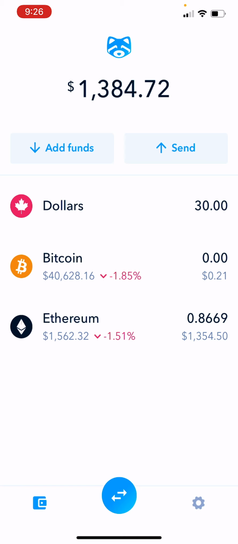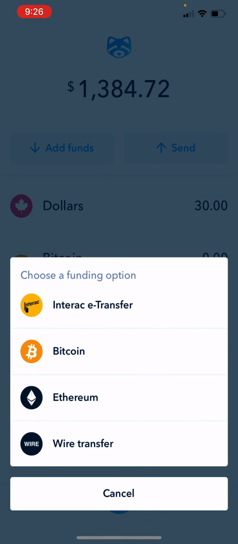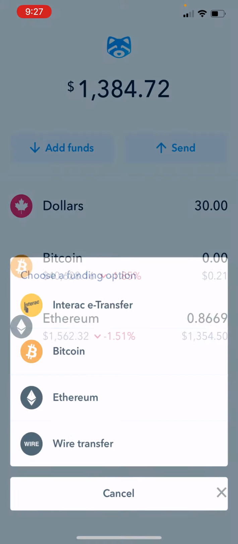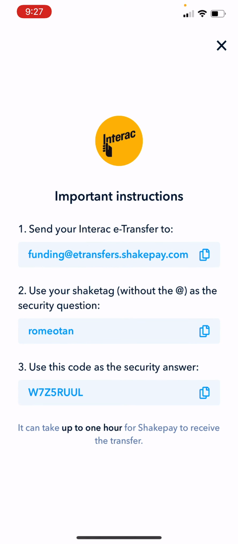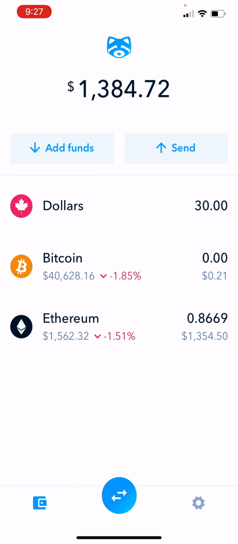Now, if you look at add funds, Interac e-Transfer, you can send via e-Transfer, wire transfer, Ethereum, Bitcoin directly in from another wallet. In this case, we're going to do e-Transfer here. You're going to send your information to this email address. This is the password and questions, etc. You want to make sure you put this in. And yeah, send your money.